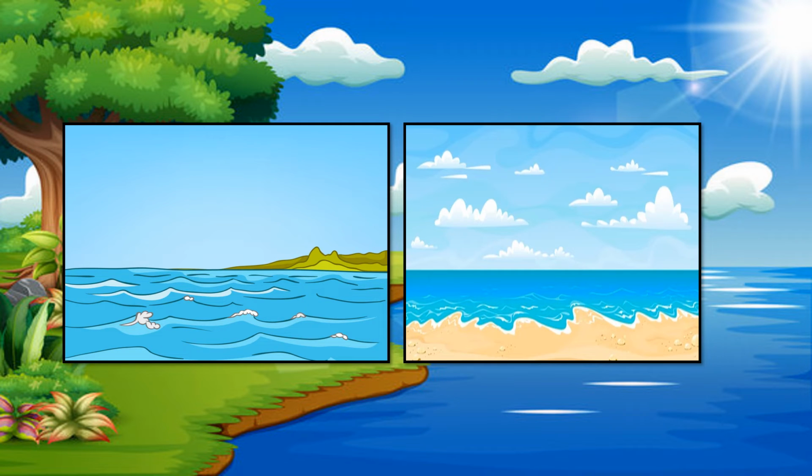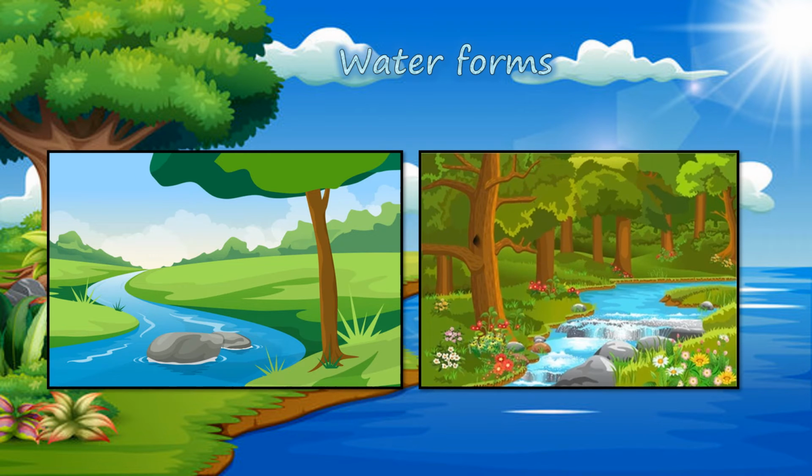Again, these are the water forms: the ocean and the sea. The ocean is the largest water form, while the sea is smaller than the ocean. Another water form is the river and the stream. Rivers are flowing water bodies that have downhill water flow and usually contain huge quantities of water, while streams are small water bodies that originate from melting ice or on the mountain tops.